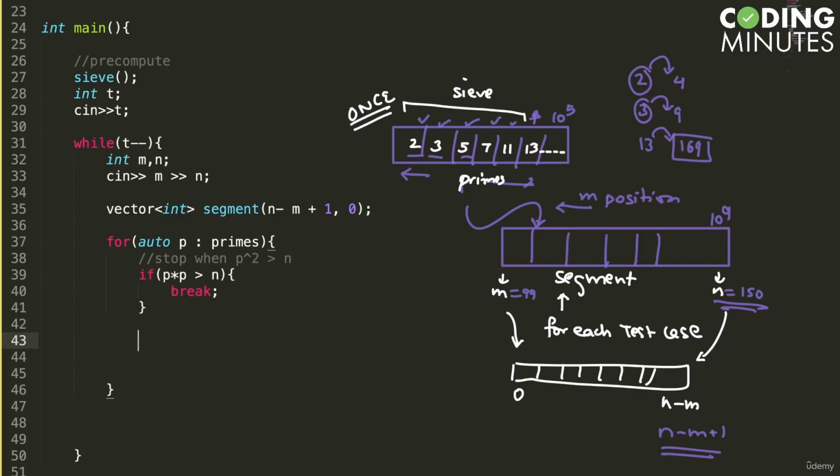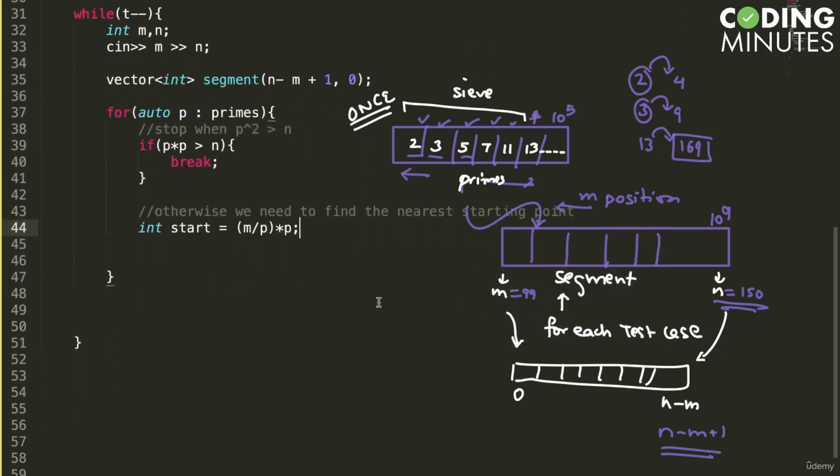Otherwise, what we need to do? Otherwise, we need to find the nearest starting point. So that starting point is going to be what? It is going to be the number that is m divided by p, that is prime, into p.